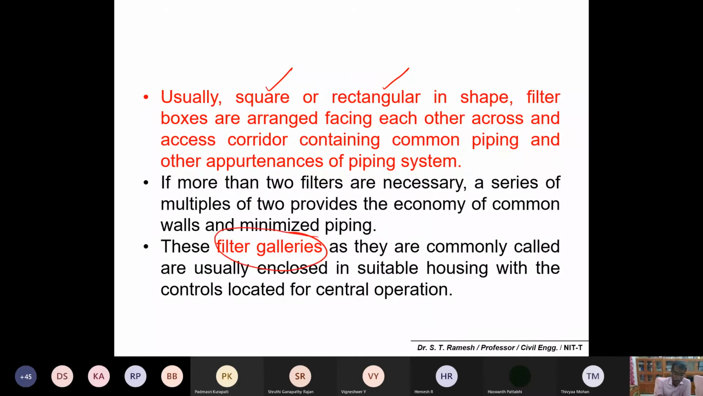Please make a note on this. You can have a minimum of two, or you can provide multiples of two. That provides the economy of common walls and minimizes the piping. That also we discussed. And the number of these filter units are called filter galleries.